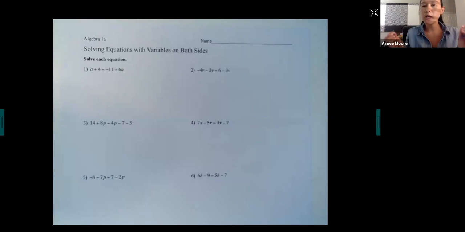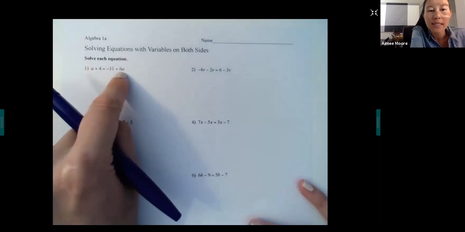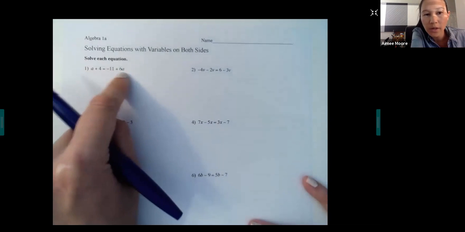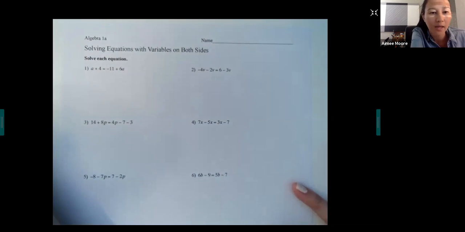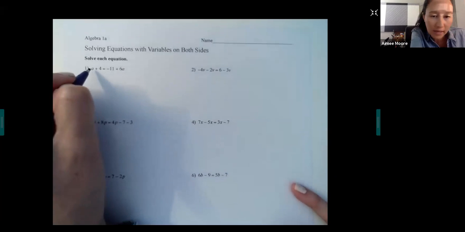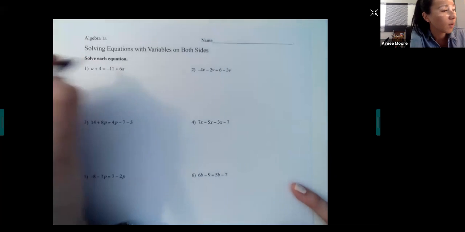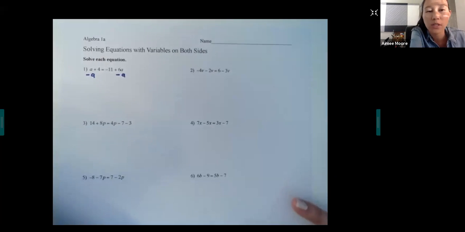So again, we just need to get all the variables together. So we have A and we have 6A. Either way, you could subtract A from both sides or you could subtract 6A from both sides. Either way, you'd get the same answer. The math is easier if you move the smaller one. So since 1A is smaller than 6A, I would subtract A from both sides.